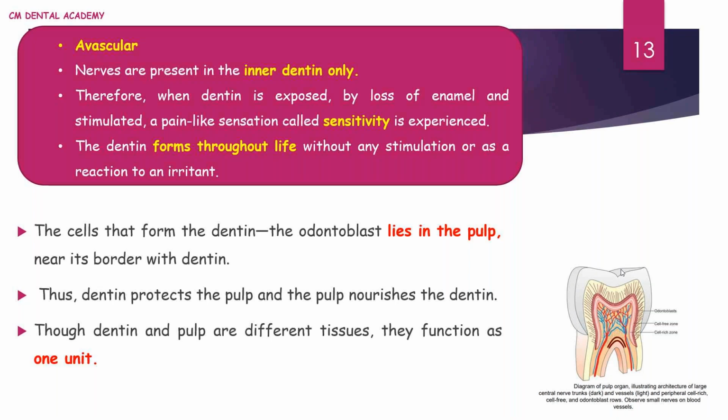The picture on the right side shows a diagram of a pulp horn illustrating the architecture of the large central nerve trunk and the vessels and the peripheral cell-rich zone and cell-free zone of the pulp. So this is enamel, dentine with the dentinal tubules, and this is the pulp with the zones of the pulp, central innervation, blood vessels, and the nerves.